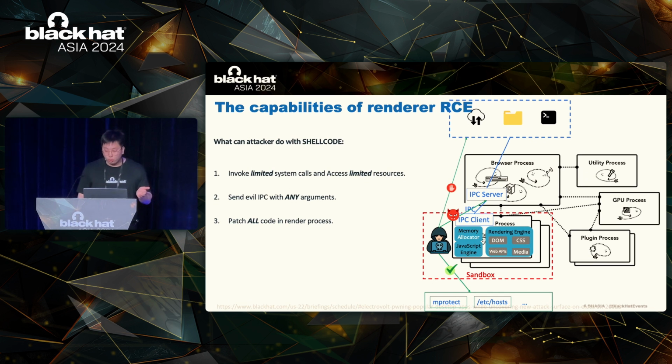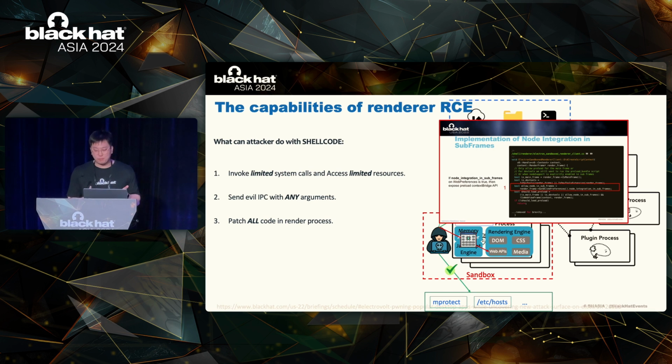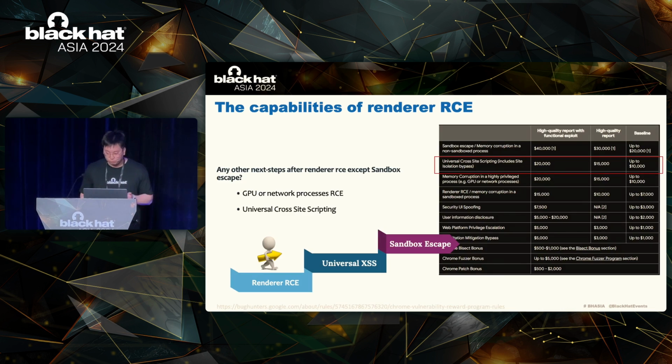Of course, they all require another bug. Another capability is patching all code and data in the render process. There is a special sandbox escape case from Black Hat USA 2022. The attacker can call any native Node.js APIs by modifying some data related to the iframe. Via these APIs, the attacker can escape the sandbox of Electron applications.